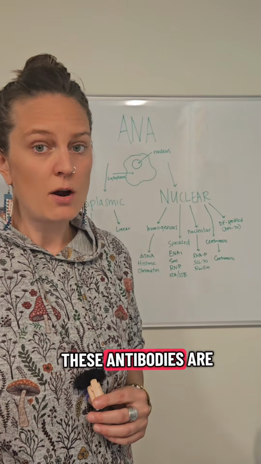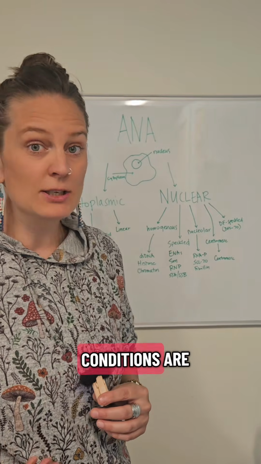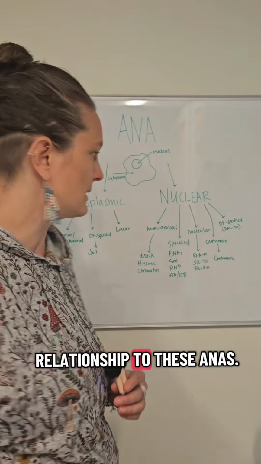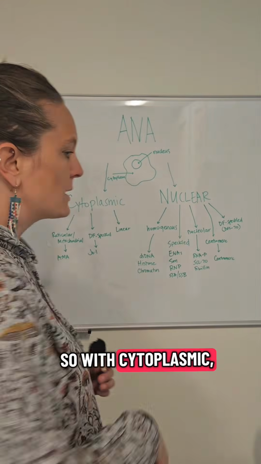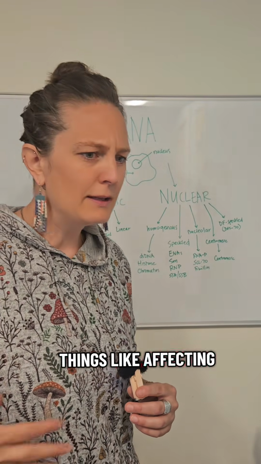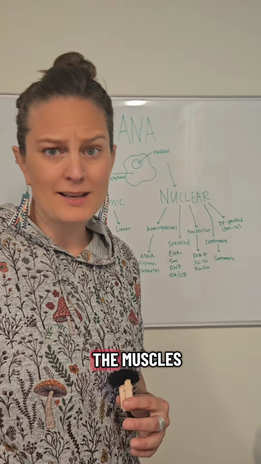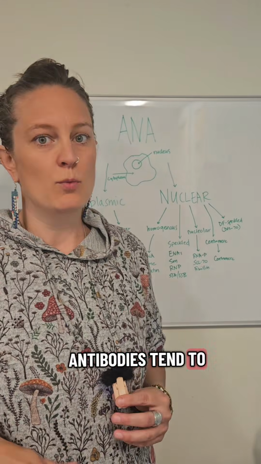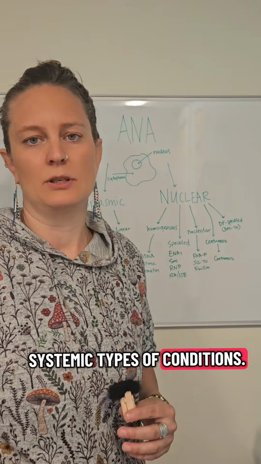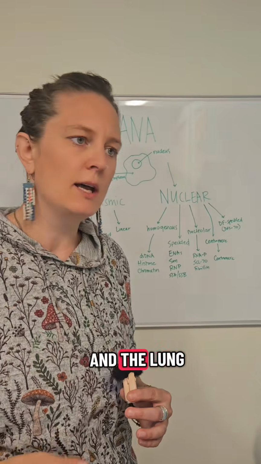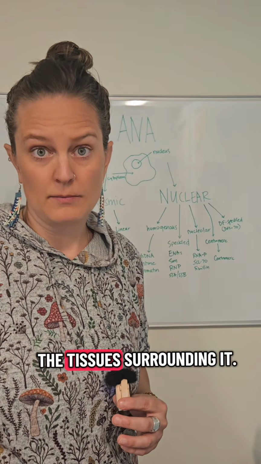Depending on where these antibodies are, will give us an idea of what type of conditions are potentially happening in relationship to these ANAs. So with cytoplasmic, we usually have connective tissue diseases, things like affecting the liver and the gallbladder and the muscles and things to that nature. And then nuclear antibodies tend to be more like systemic types of conditions. You're talking like lupus and scleroderma, things that can affect blood vessels in the heart and the lung and all of the tissues surrounding it.